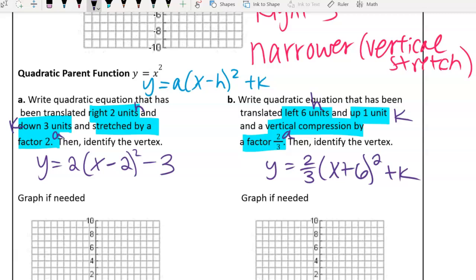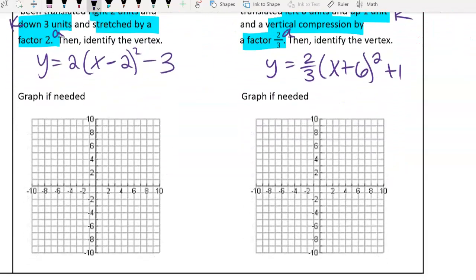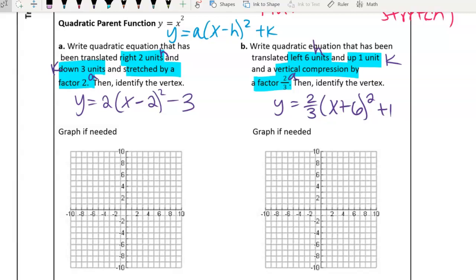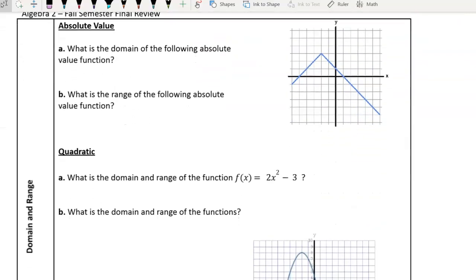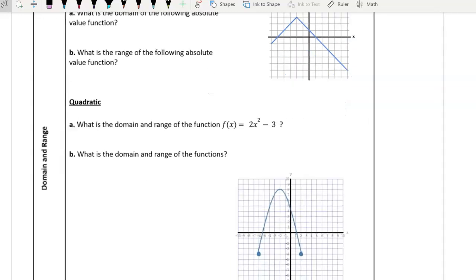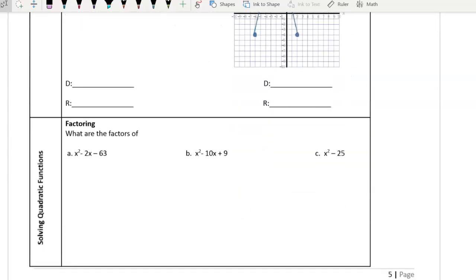Oh, why did I write plus k? Plus 1. There we go. Okay, any questions? All right, let's move on. It says graph if needed. If you want to graph it, you can. I'm not going to. Okay, our next section is on domain and range.